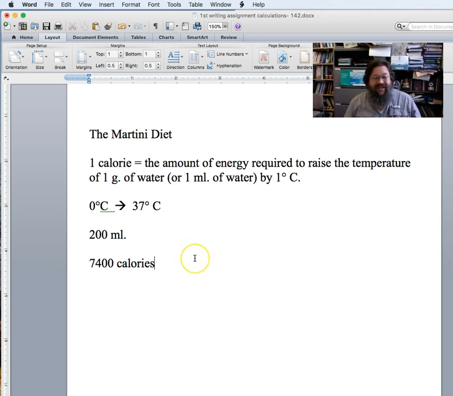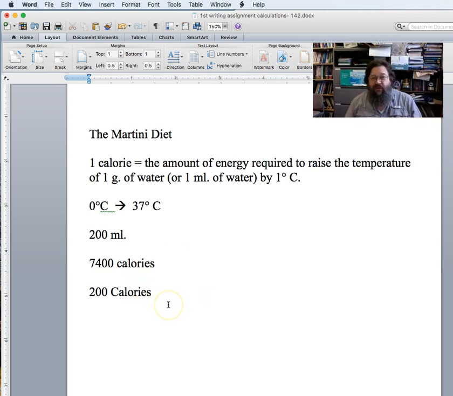7,400 calories is a lot of energy. But how much energy does the martini give me in the first place? If I look up in a diet book based on my watery recipe that I just described, then I find that it will tell me that martini has 200 calories total. So, by drinking that martini, I take in 200 calories, and it costs me 7,400 calories to warm it up to body temperature.